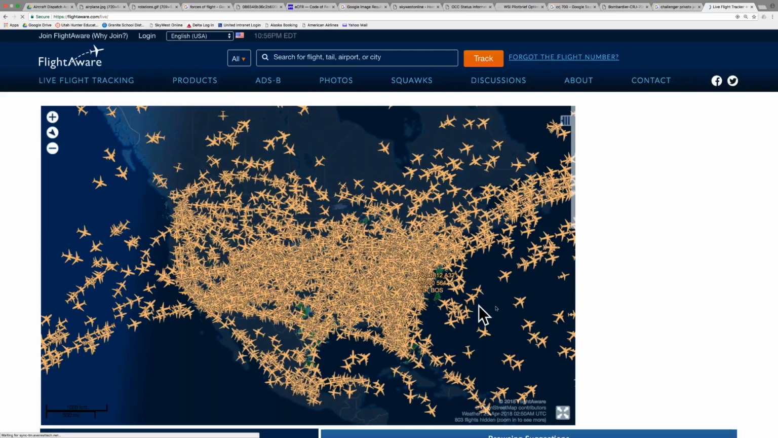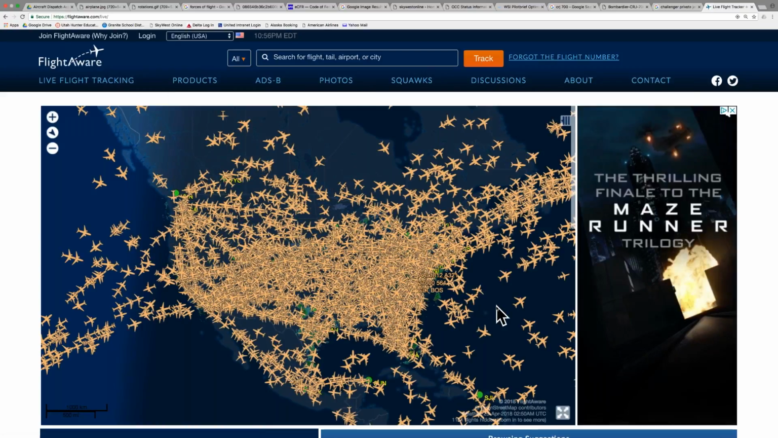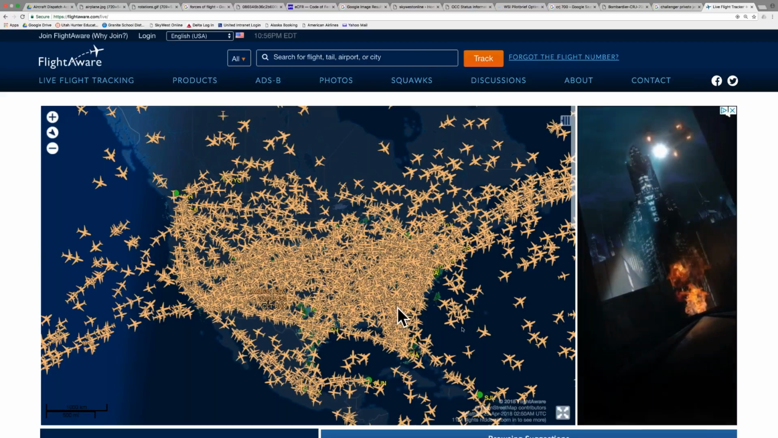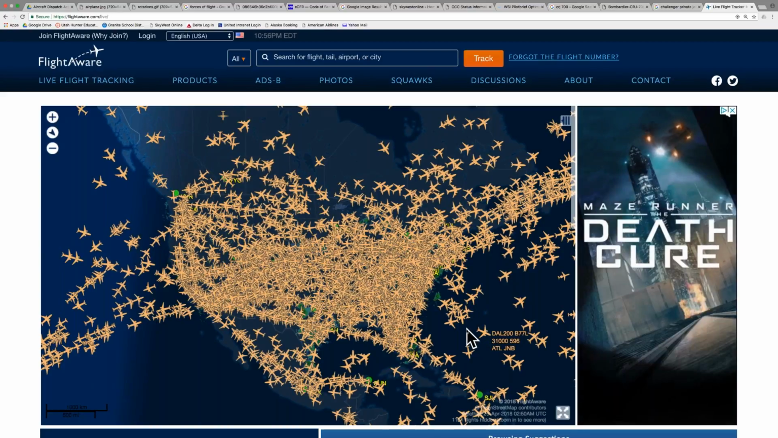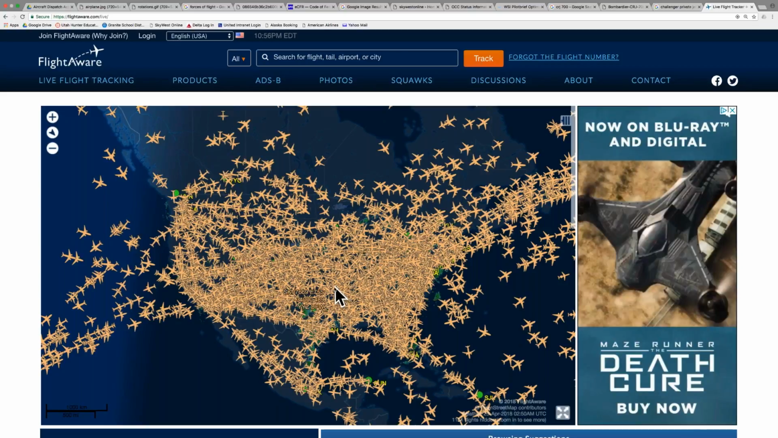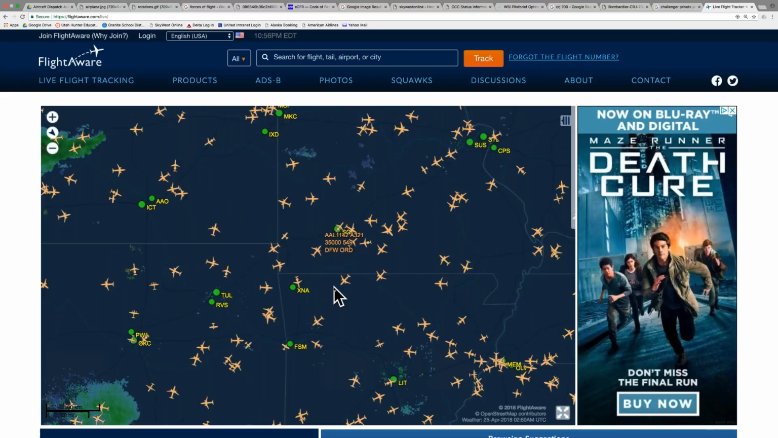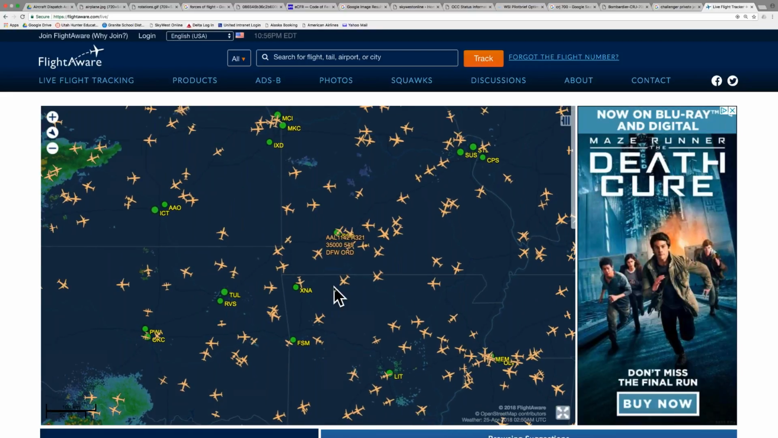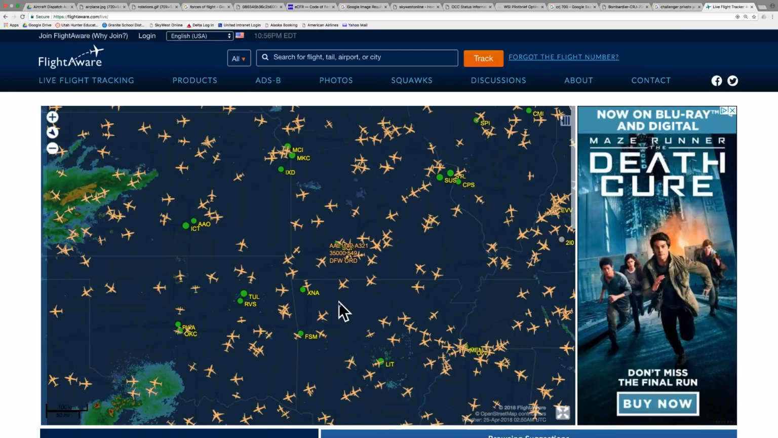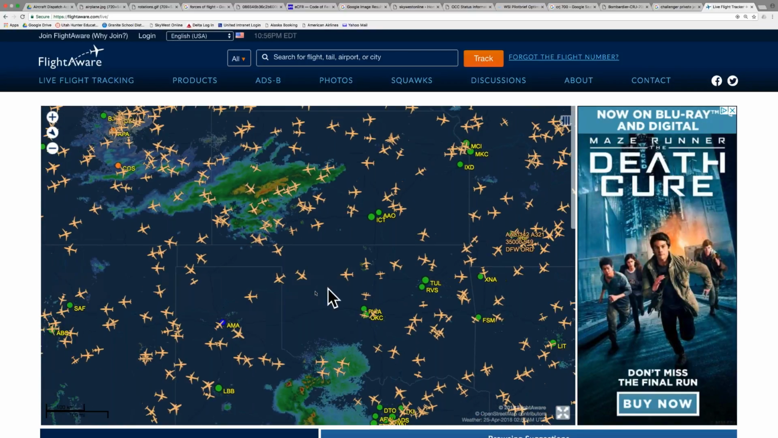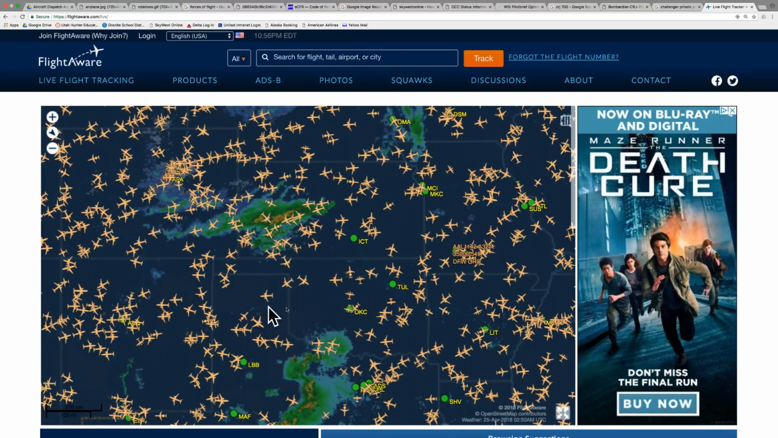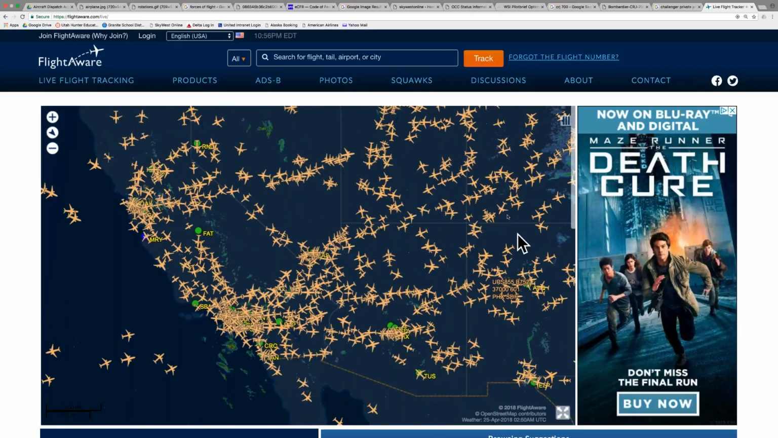So there you go. There's all the airplanes that are in the sky right now over the United States. And this is only the airplanes that are pretty much talking to air traffic control. You may have a couple hundred helicopters in here. You can see what kind of a mess the LA area gets into, San Francisco.